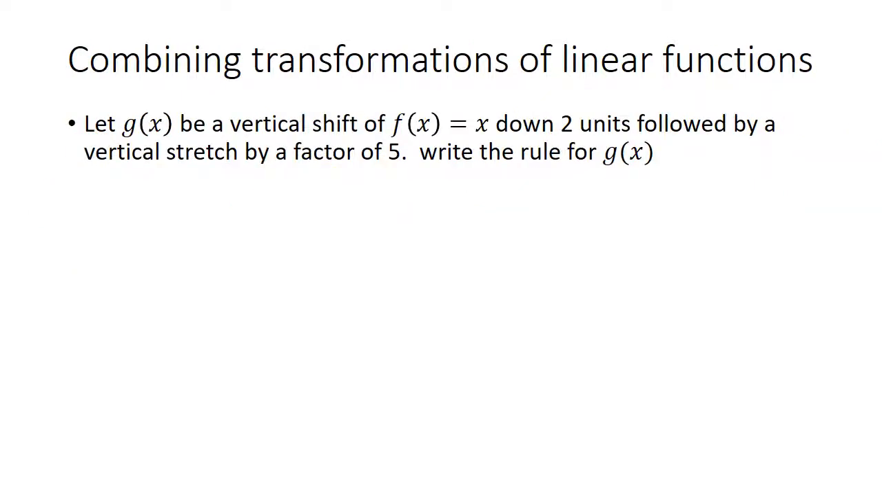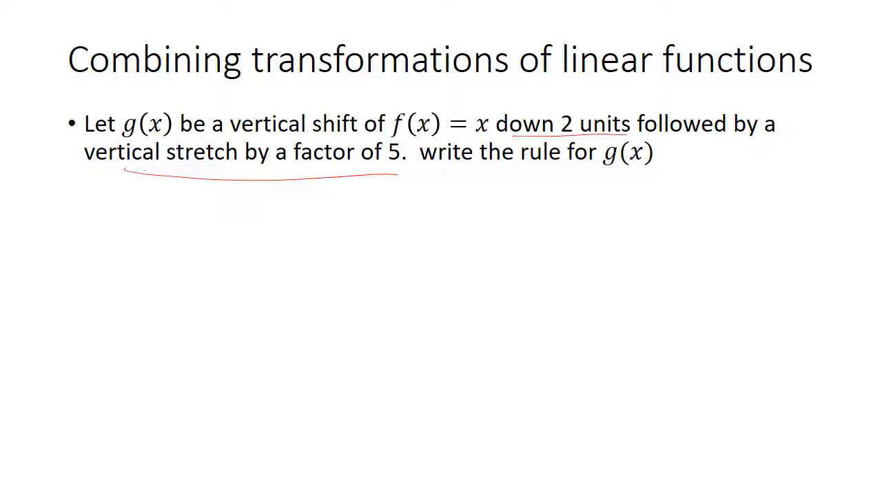Let's do a vertical shift of f of x equals x down 2 units, followed by a vertical stretch by a factor of 5. So we're going to do them in order. We're going to go down 2 units, and then we're going to vertically stretch it by a factor of 5. The reason we need to do the down before we do the stretch is because the stretch affects everything. The down only affects the up and down.